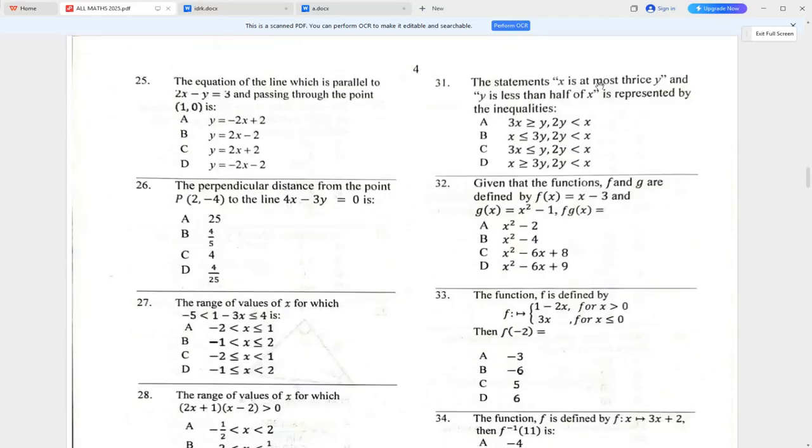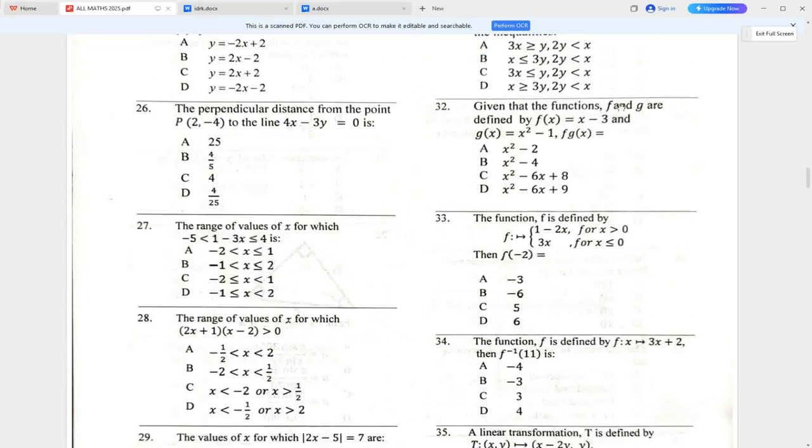Question 31. The statement x is at most thrice y and y is less than half of x is represented by the inequalities. x is at most thrice y means x is less than or equal to 3y. And y is less than half of x, so y is less than x over 2, or we can cross multiply to have 2y is less than x. So x is less than or equal to 3y and 2y is less than x, which is B for question 31.